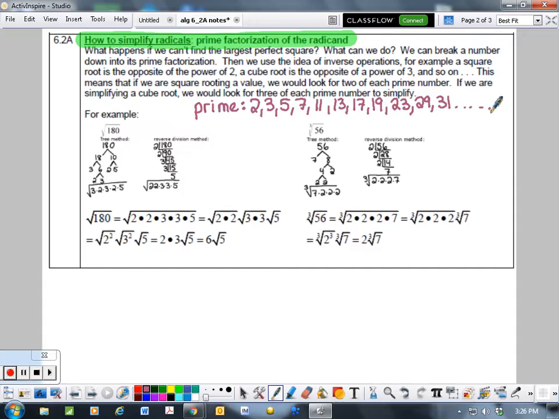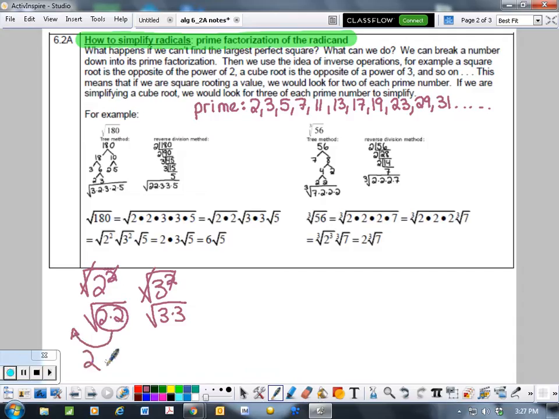bits and pieces. So we use the idea of inverse operations. For example, the opposite of square root is squared. So if I have the square root of 2 squared, these should cancel each other out. Or if I have the square root of 3 squared, they cancel each other out. And so 2 squared is really just 2 2's. 3 squared is really 2 3's. The idea is that if I have a pair of them, that's going to give me a squared. It comes outside as just one regular number because of that canceling of the squared and square root.